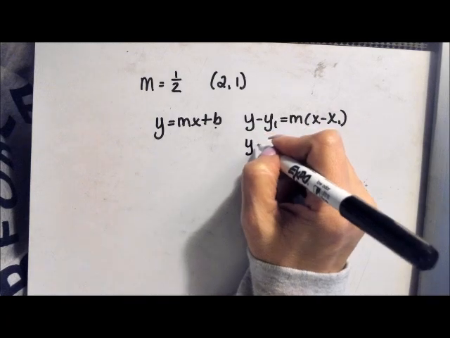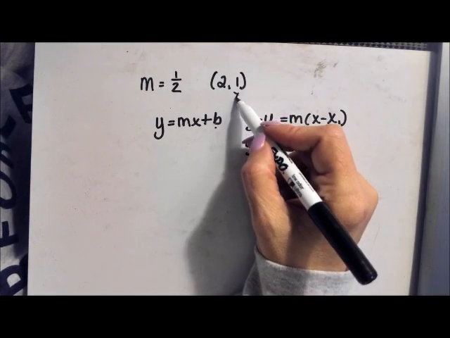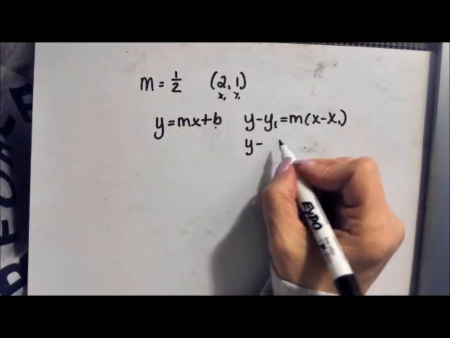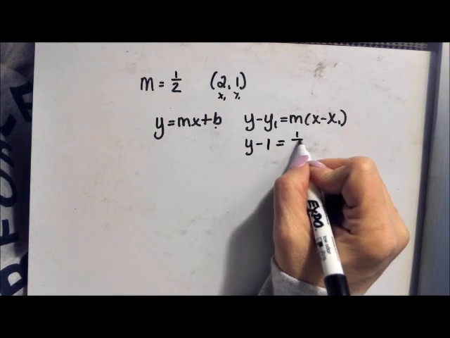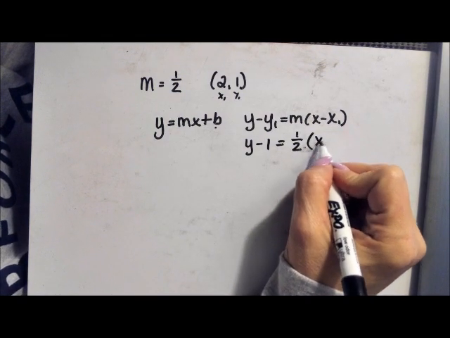So here we go. So y minus the y1. This is y1, this is x1. So y minus 1 equals the slope times x minus 2.